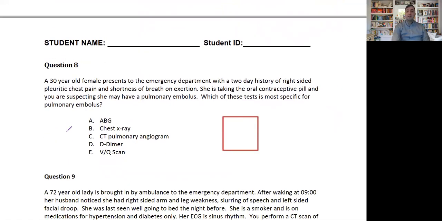A 30-year-old female presents to the emergency department with a 2-day history of right-sided pleuritic chest pain. Pleuritic is chest pain that changes with respiration or with the respiratory cycle. So this is the pleuritic character of the chest pain. She has shortness of breath on exertion. She is taking oral contraceptive pills. So this is very important in the history.